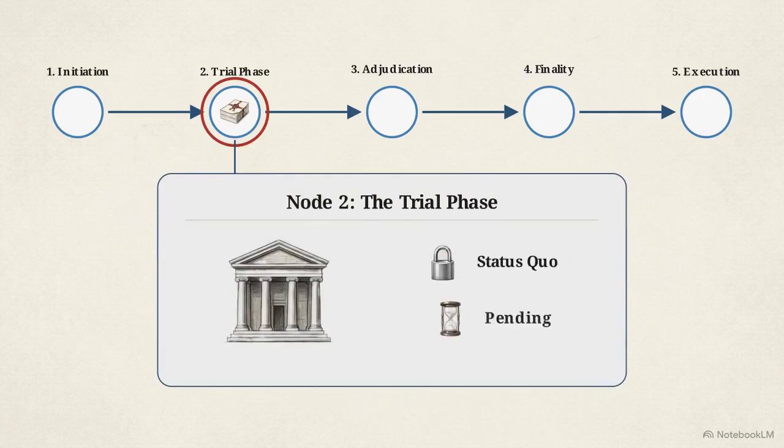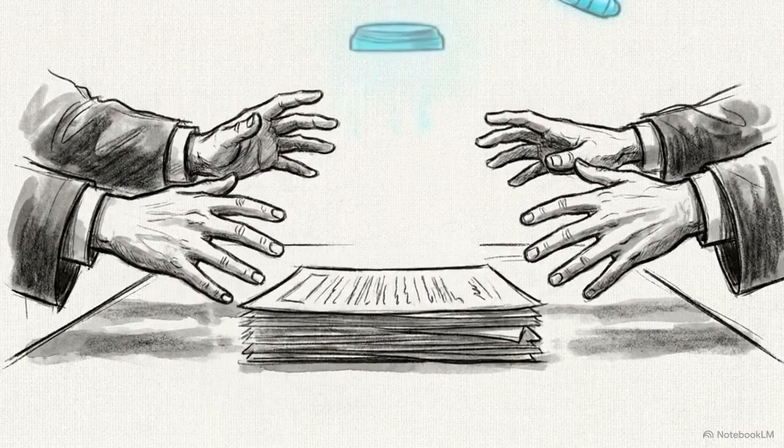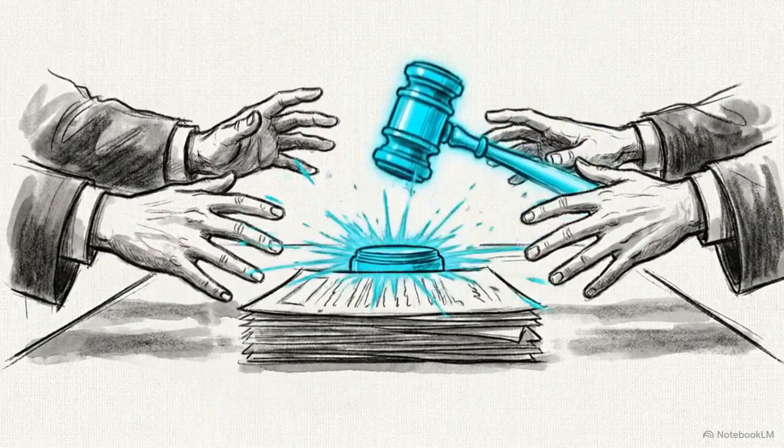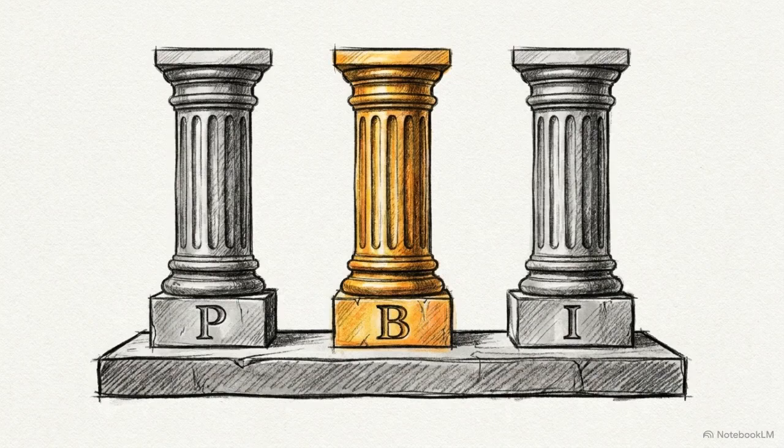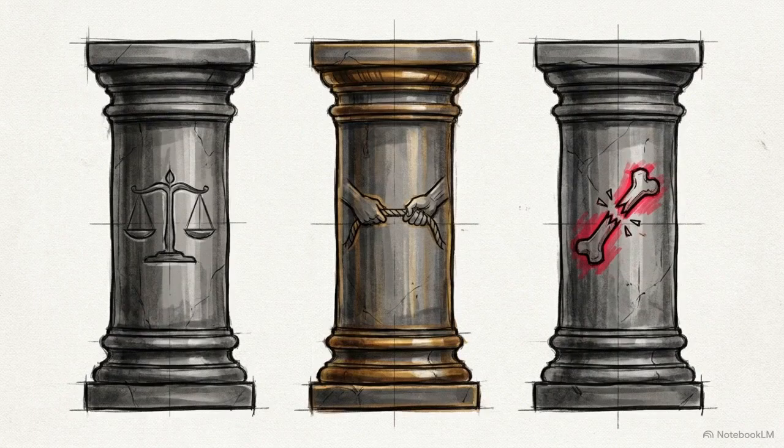Here, the court must manage the status quo while the dispute is pending. The primary procedural tool to freeze the subject matter of the suit is the temporary injunction under Order 39. To grant this injunction, a court must pass 3 mandatory tests, shown on these pillars using the PBI mnemonic: a prima facie case, a balance of convenience in favor of the plaintiff, and the threat of irreparable injury.